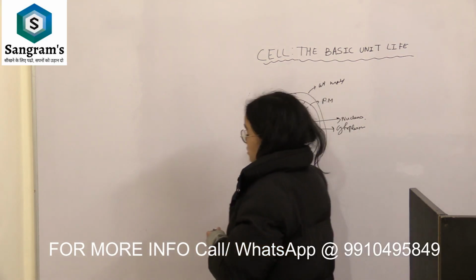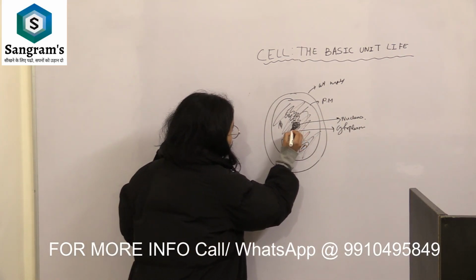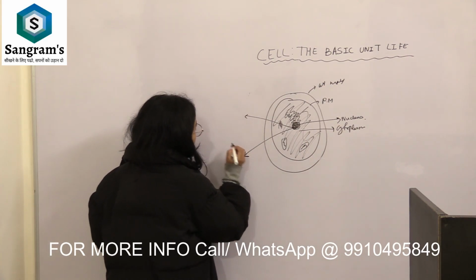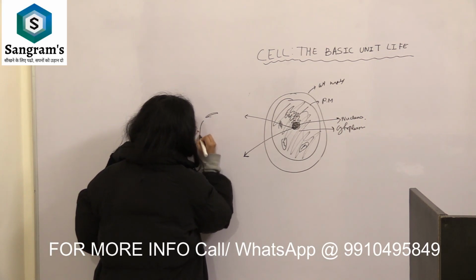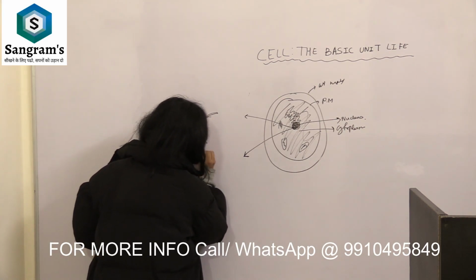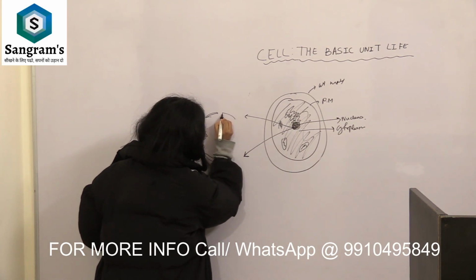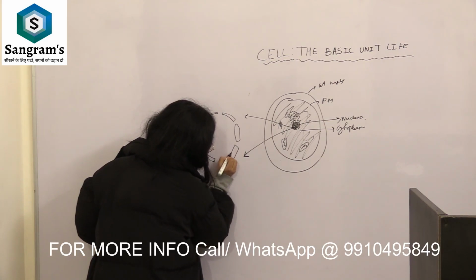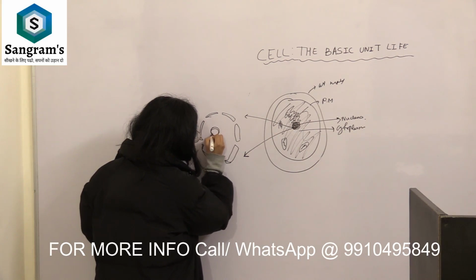If we look at this structure, that is the nucleus. If we zoom in, we'll find a structure something like this. It's a very small structure. This is the nucleolus.